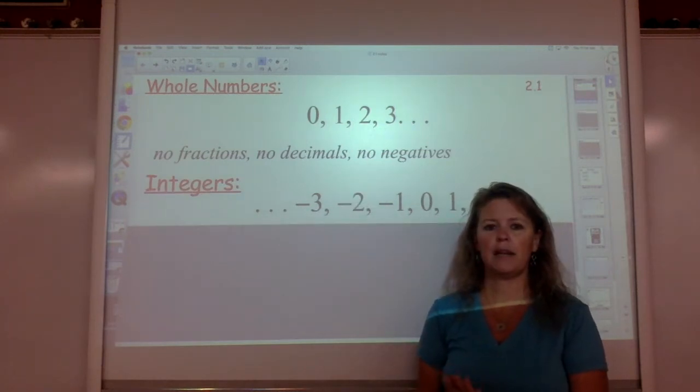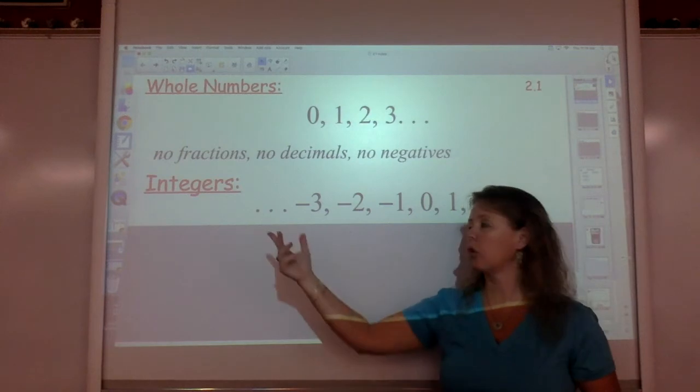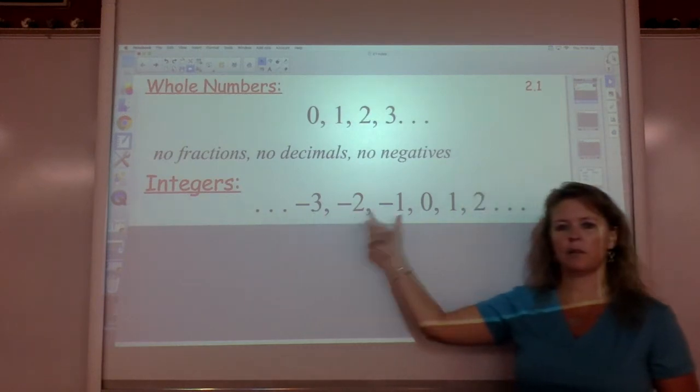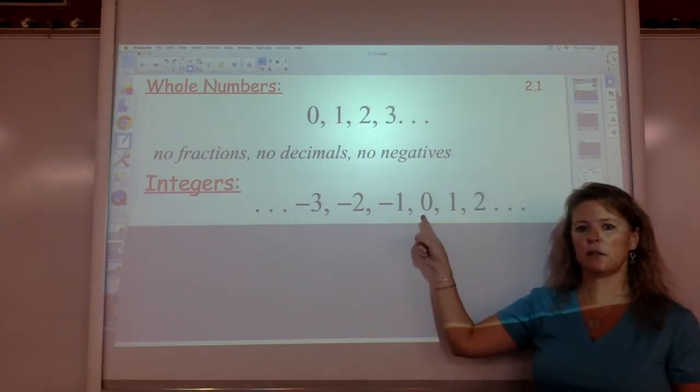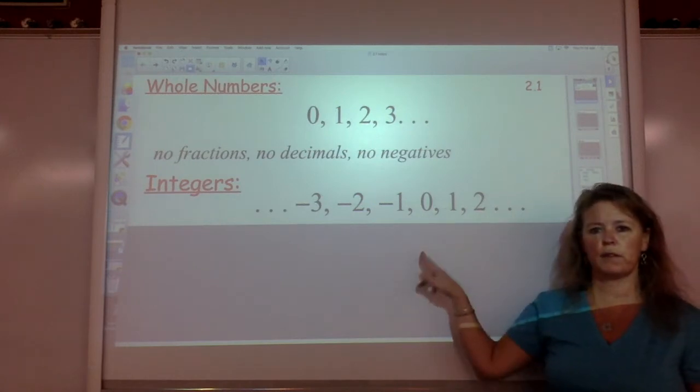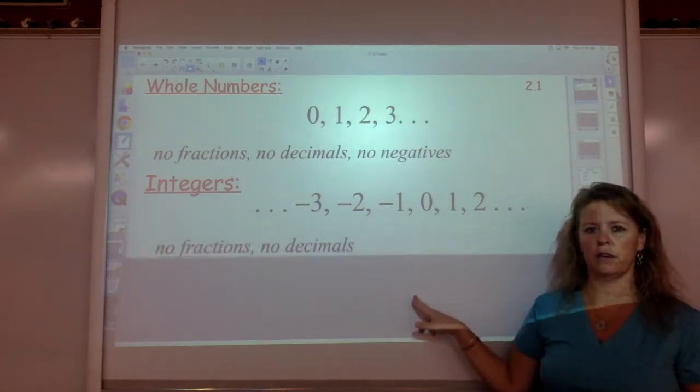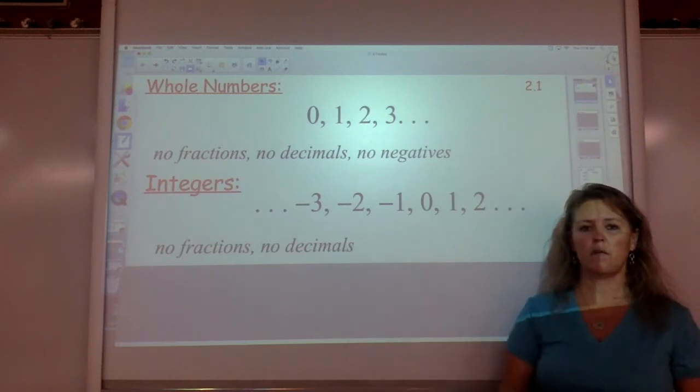The difference between that and integers is that integers could be negative. Negative 3, negative 2, negative 1, still 0. 0 is still an integer. And 1, 2, 3, 4, 5, 6, 7, 8, 9, 10 are integers to infinity. There are still no fractions and no decimals in integers.